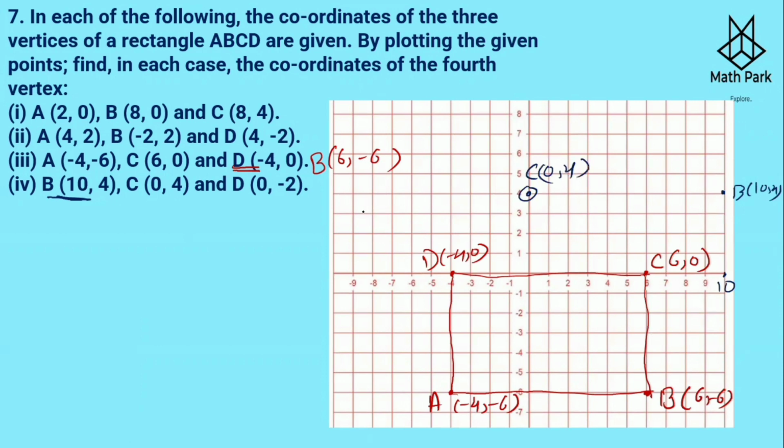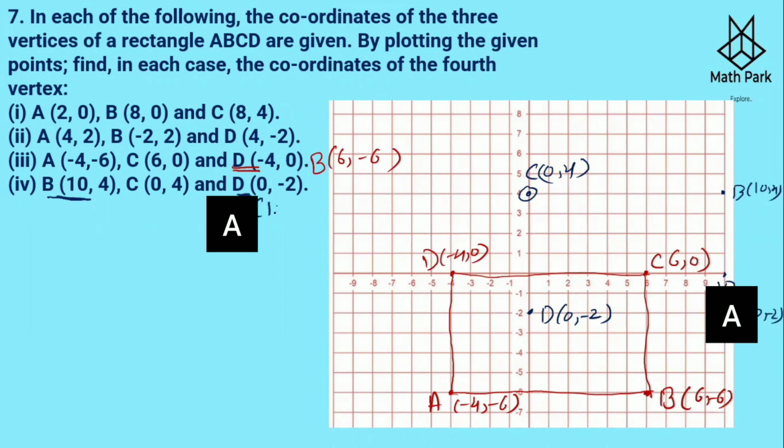Then D (0, -2). The x coordinate is 0 and y is -2. So this is your point D, which is (0, -2). And then the fourth vertex is going to lie over here, which is A, and the vertex is (10, -2). And this is our fourth question done. We found the fourth vertex of the rectangle ABCD. I am not using a scale since I am not able to here; I'm doing it by hand.